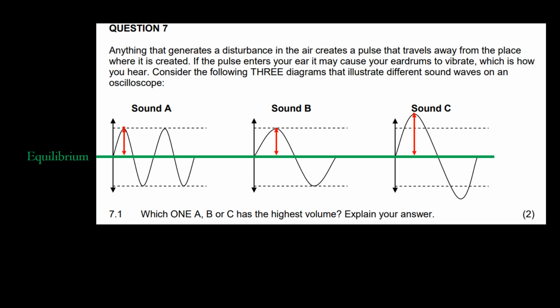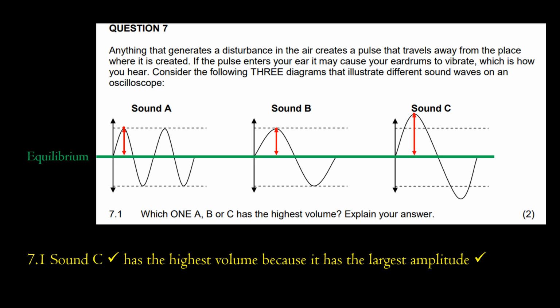The amplitude of a sound wave is directly proportional to the volume. The larger the amplitude, the higher the volume. This is a 2-mark question. You will receive a mark for writing sound C and providing a relevant explanation for your choice. So we will say sound C has the highest volume because it has the largest amplitude.